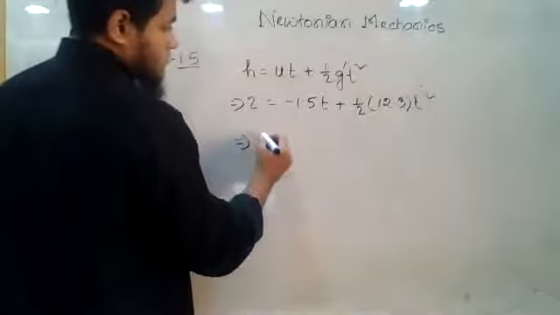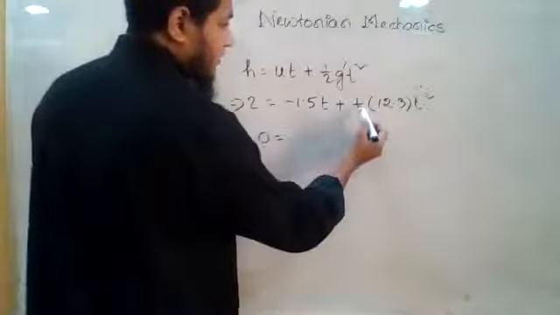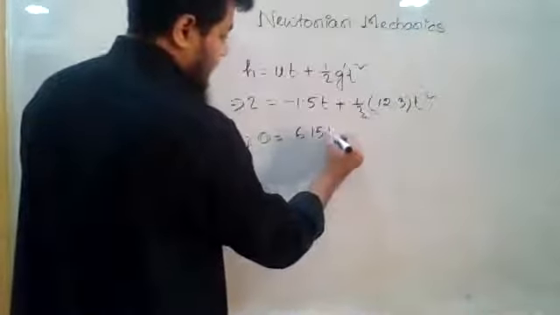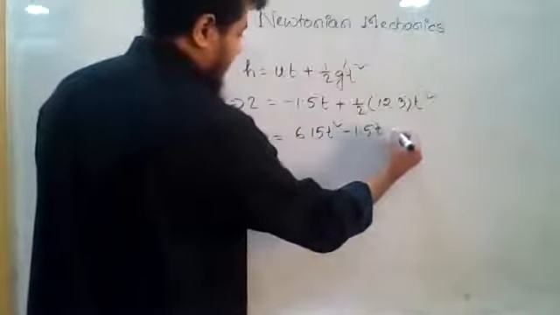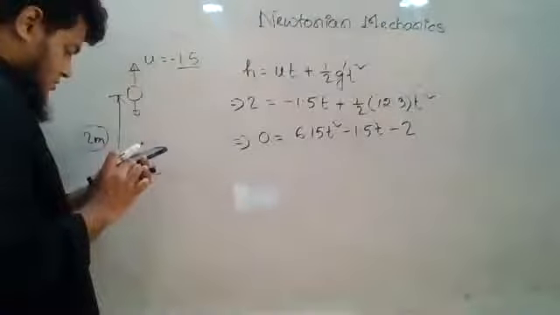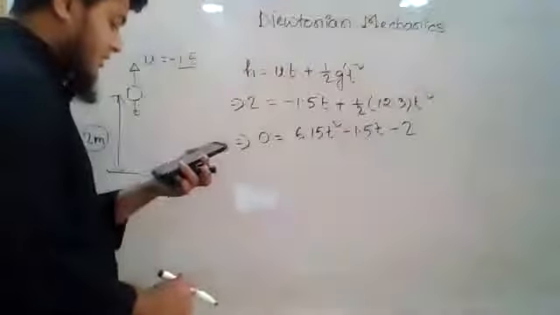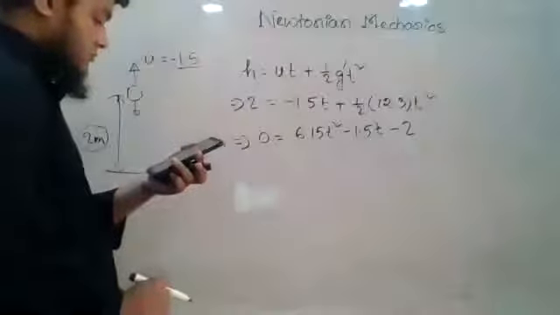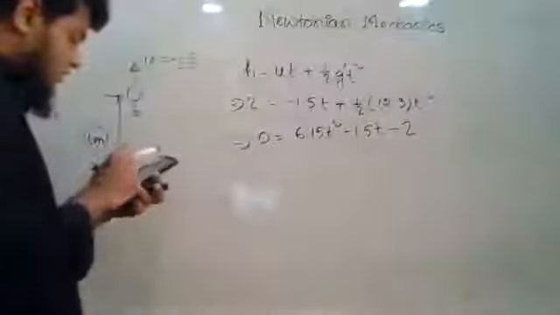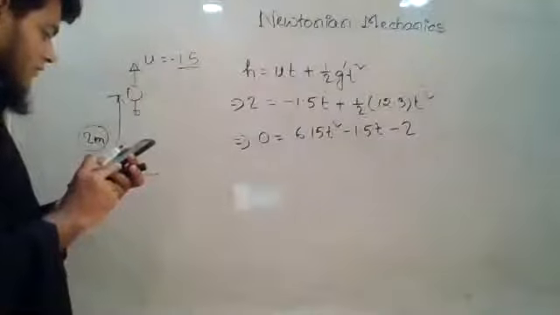So if I change the side of this 2 and bring it over there, then what will happen? 12.3 divided by 2, 6.15 t square minus 1.5 t minus 2. This should be our equation, right? 6.15 t square minus 1.5 t minus 2.5 they have written. I think they have made a mistake here. Right? It will be 2, not 2.5, because it was at 2 meter height from the ground. Right or wrong? 2 meter height from the floor of the lift.